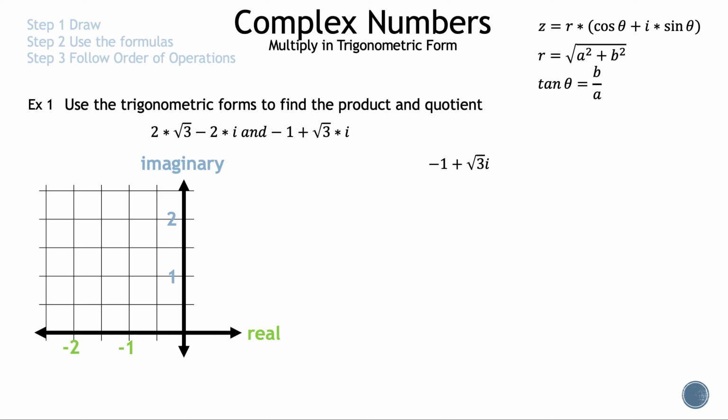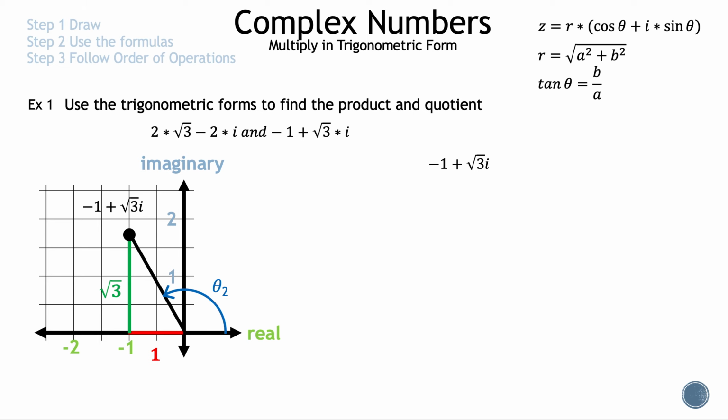Let's start with drawing a coordinate grid with a real and imaginary axis. Since a, negative 1, is negative, and b, square root of 3, is positive, our point will be in quadrant 2. Let's move 1 to the left and square root of 3 up. Now we know where the point is, we need to find the modulus, or r, and the argument, or theta.